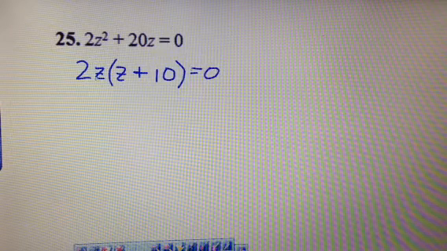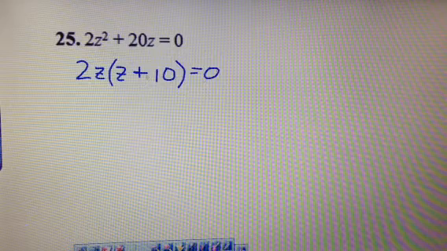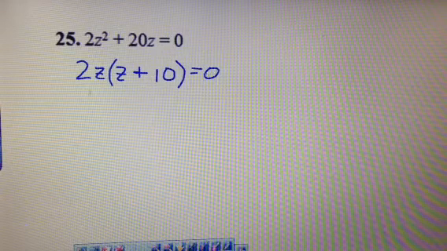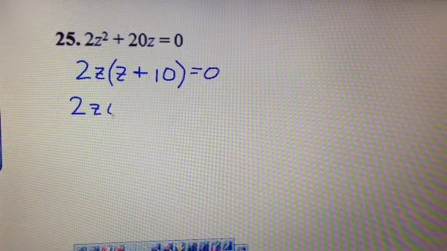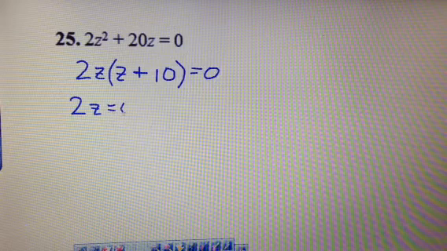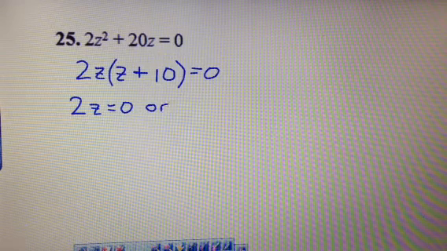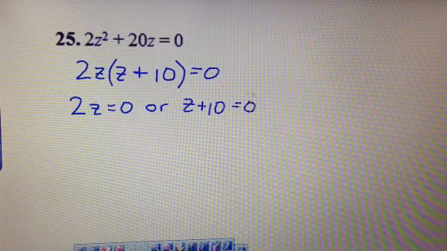Now that we've factored, you'll notice we have a product equal to 0. If you have two things being multiplied and they equal 0, then either the first factor has to equal 0, or the second factor has to equal 0. Once you've set each factor equal to 0, then we're ready to solve that.